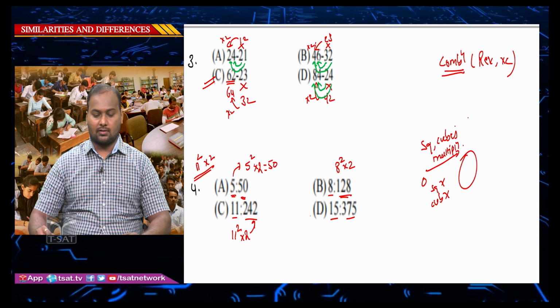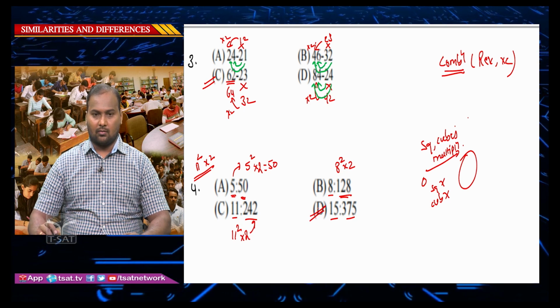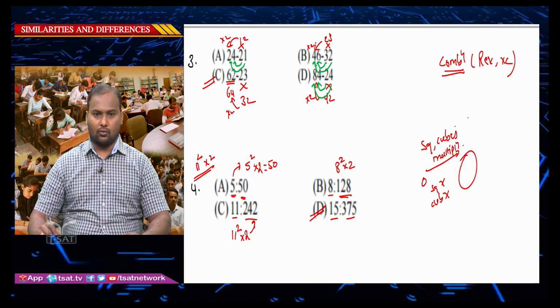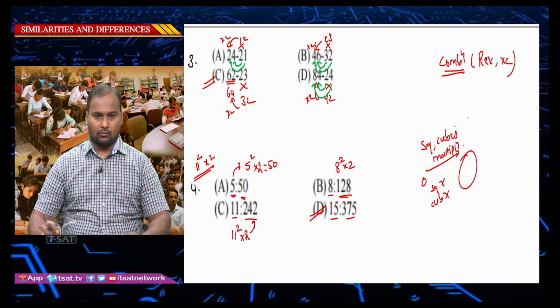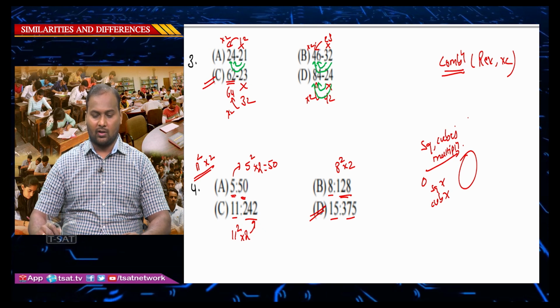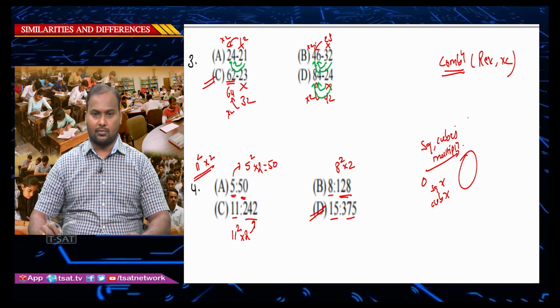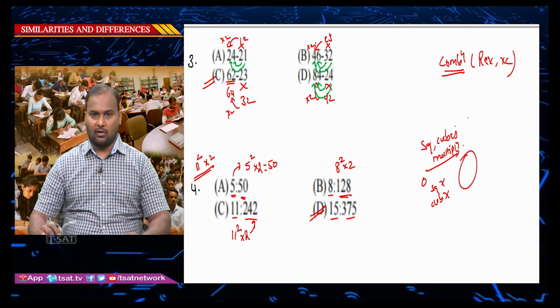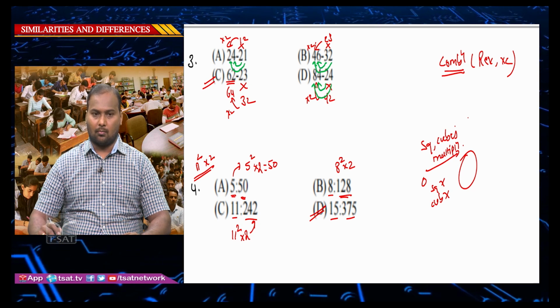So obviously what is the answer? Option D is the answer, because 15 square 225 multiplied by 2, so we are getting 450, but only 375 is given. So what is the similar thing? The similar thing for all 3 options is the combination pattern, that is square and multiplication.